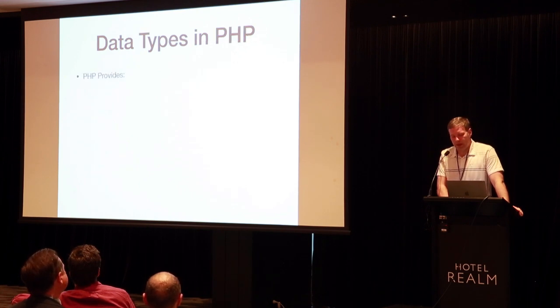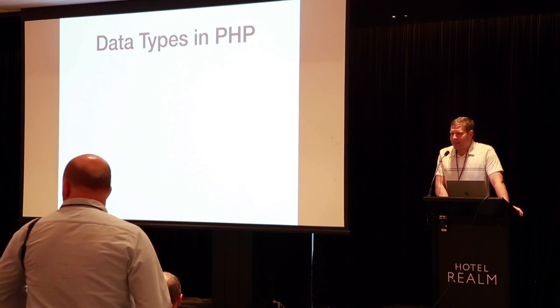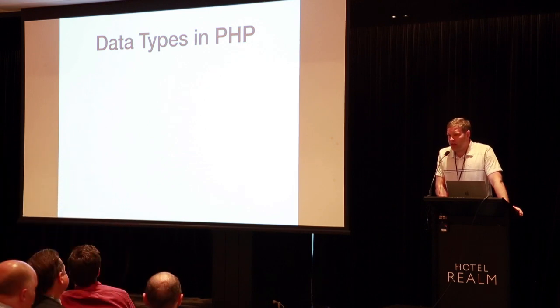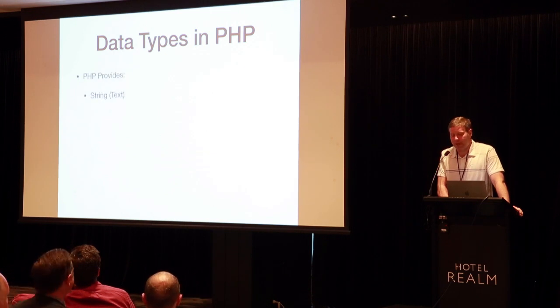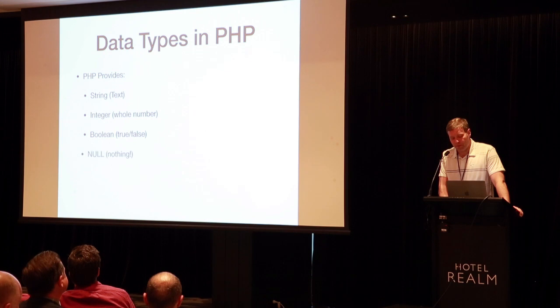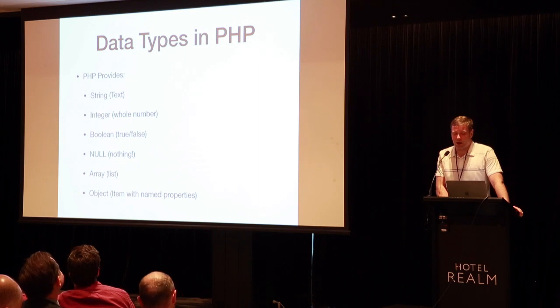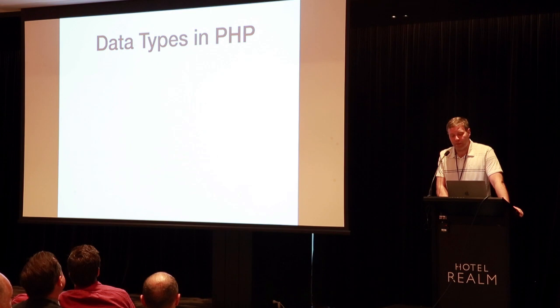So, sorry, I'm going to start. Let's talk about data types. Programmers work with data types a lot. It's what we do. And PHP has its base data types. From PHP, we get string, which is text, an integer, which is a whole number, a Boolean, which is a true or false, null, which is nothing, array, which is a list of items, and objects, which are items with named properties. These all come from PHP, and Drupal is built on PHP.